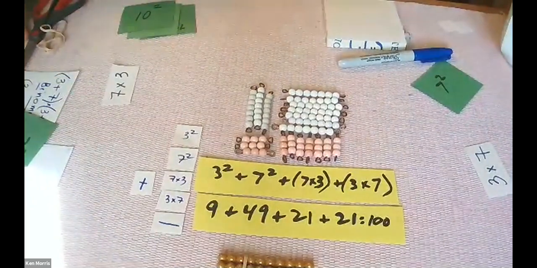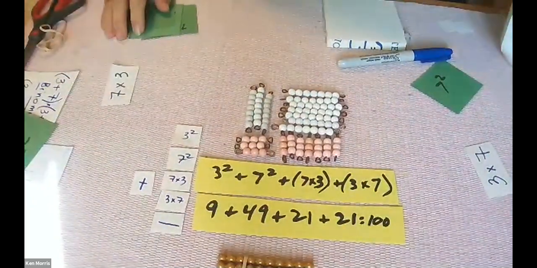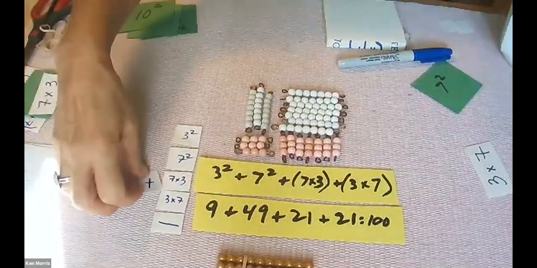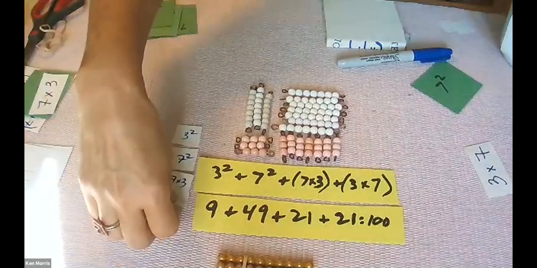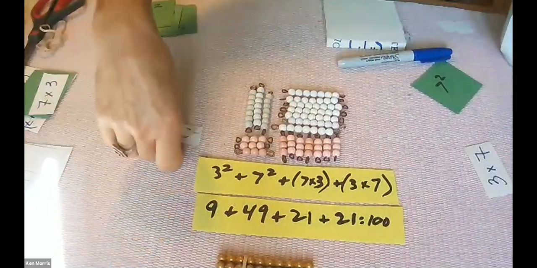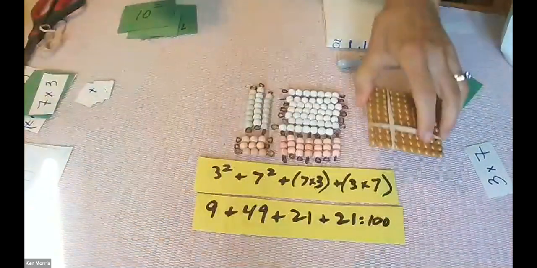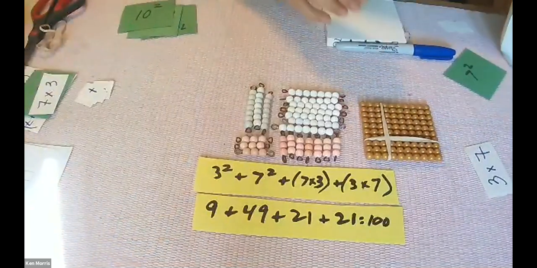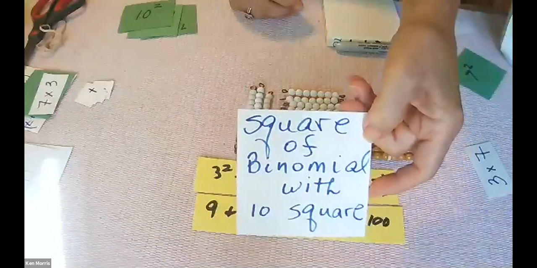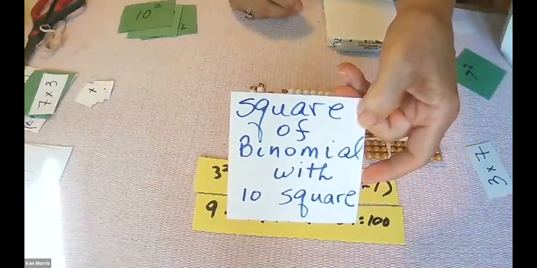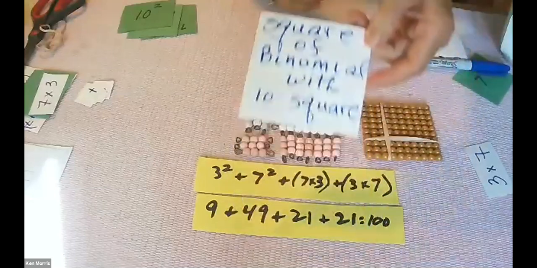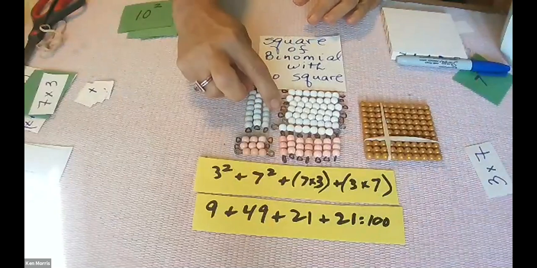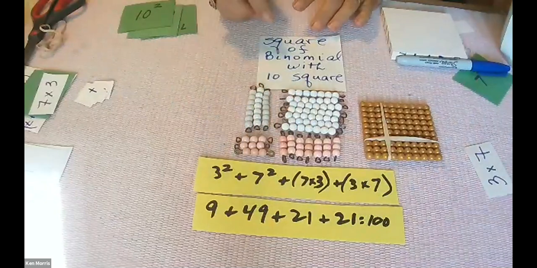So children, as a follow-up to this lesson, I would like you to, first of all, copy this layout onto your notebook. I want you to draw the 10 square with the rubber bands. The title of the lesson is Squaring of a Binomial with the 10 square. So that will be your title, which you'll put right at the top of your layout. Don't forget your date. Remember, every work needs to have a title and a date.